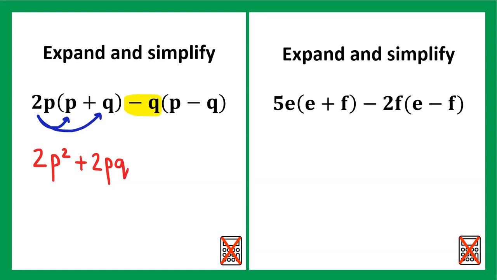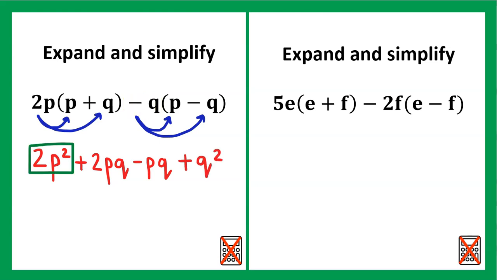Then remembering we have a negative q multiplied by p, which would be minus pq. And lastly, we have a negative q multiplied by a negative q again. So this would leave us with a positive q squared.